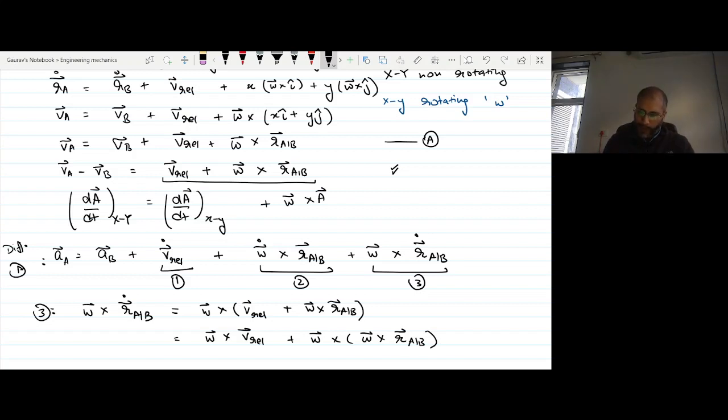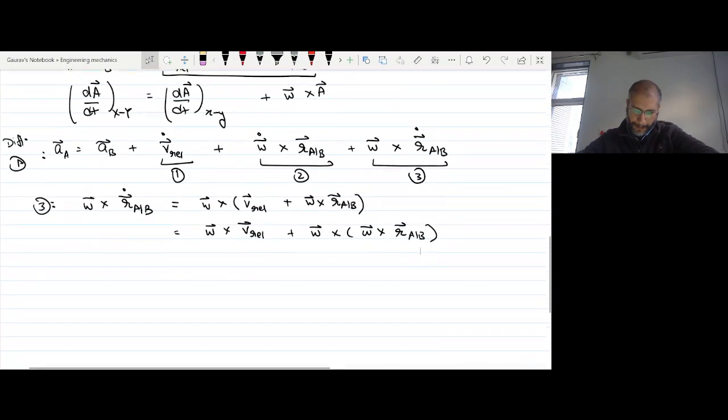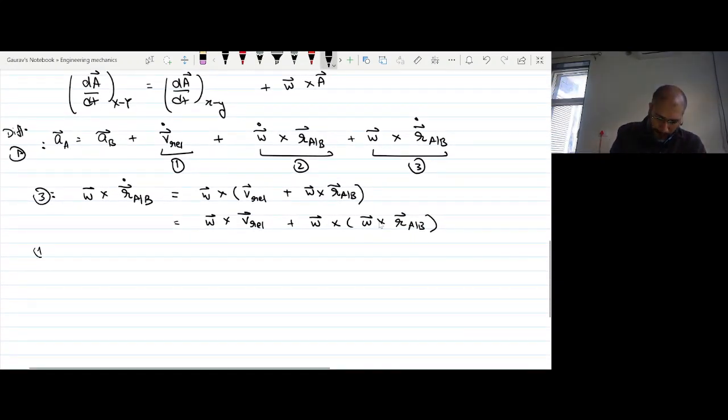So this is the term number 3, which had omega cross R A to B. So let's go to other terms. Let's go to term number 1 now, which is the derivative of V rel. So let's recall what V rel was.